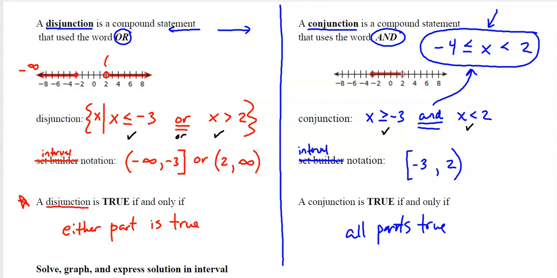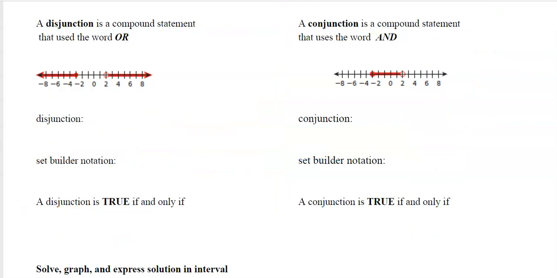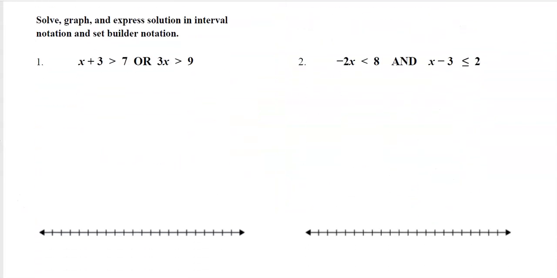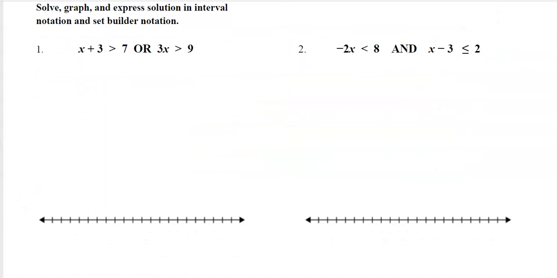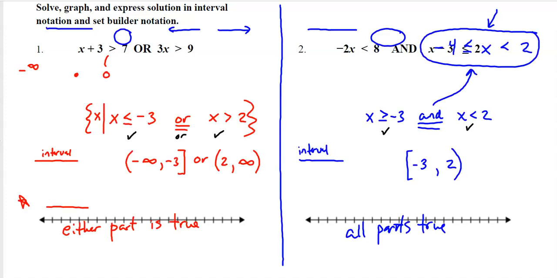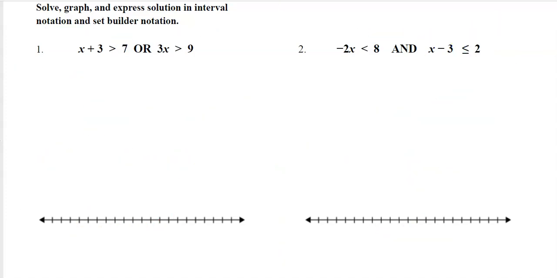If either one of those sides is true, you're good to go. But on the ands, it has to be both. Both have to check out. All right, let's get into actually solving some problems here. Solve, graph, and express the solution in interval notation. Set builder will be pretty much done for us.